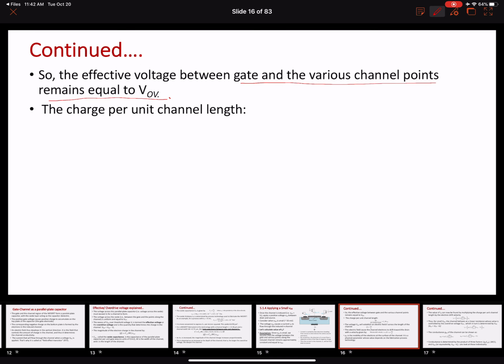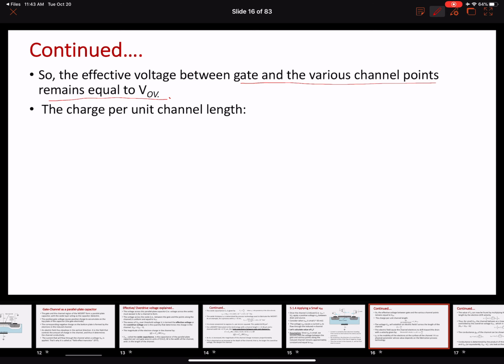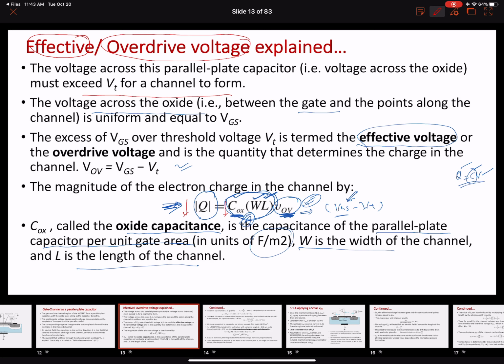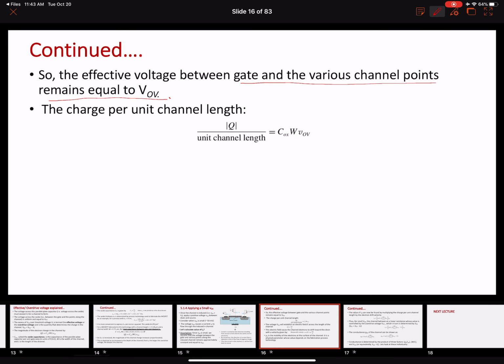Okay, so how can we define the charge per unit length? If I go to one of the previous slides, this equation can be used to define the charge per unit length. Essentially, you can take this L over here, and that will be the charge per unit length. That equation was Q equals Cox W L times the overdrive voltage. If we take this L over here, we get this equation, which is the charge per unit length.